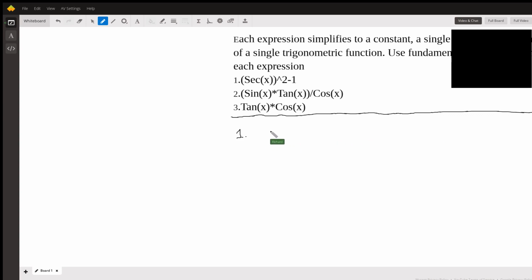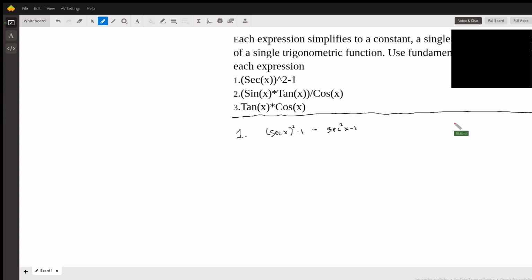The first problem is the secant of x quantity squared minus 1. I'm just going to rewrite this because we don't write it like this with brackets. We just write secant squared x minus 1. So that might be a source of confusion right there.